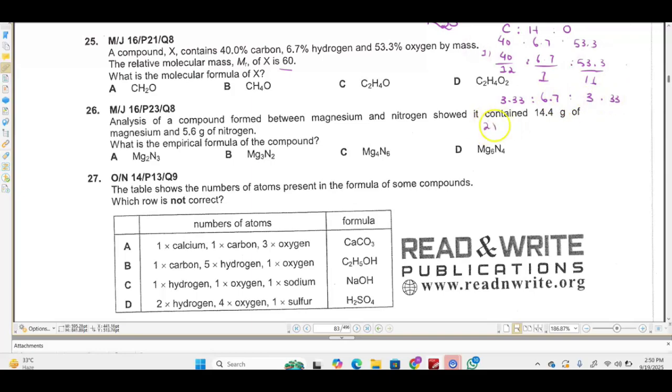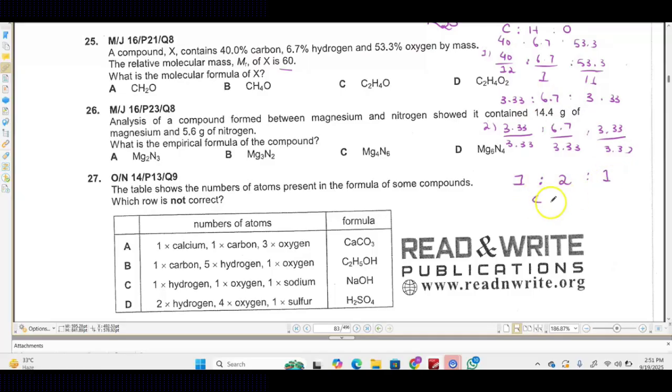So the next step is dividing these 3 by the smallest molar ratio. So 3.33 seems to be the smallest out of these 3. So 6.7 also gets divided by this, and this also gets divided by 3.33. So for carbon we get 1, for hydrogen we get 2, and for oxygen we get 1 again. So our empirical formula is going to be CH2O. So once we have our empirical formula, now we need to find the molecular formula.